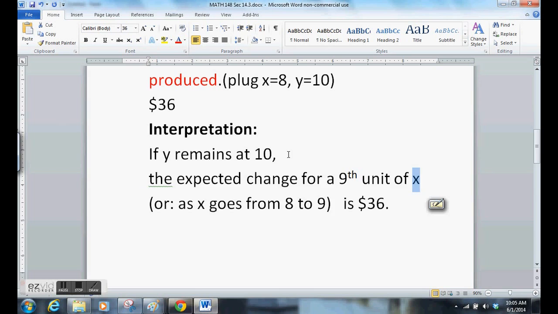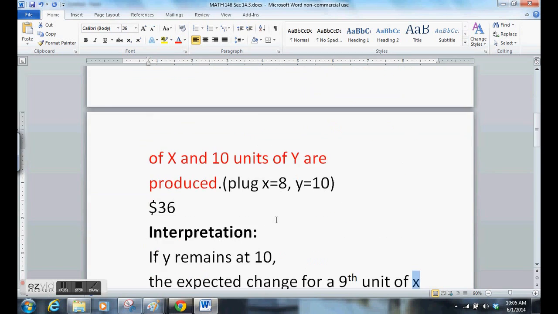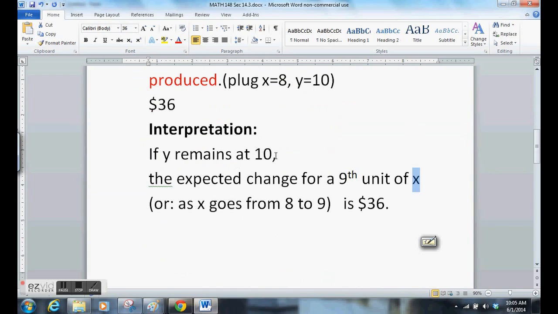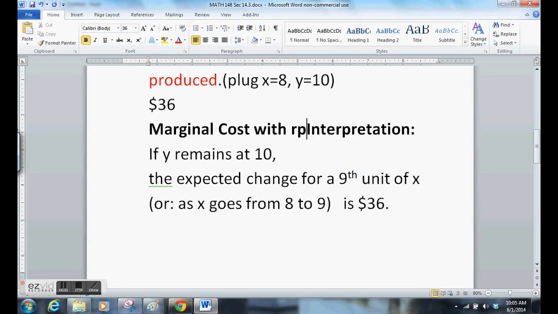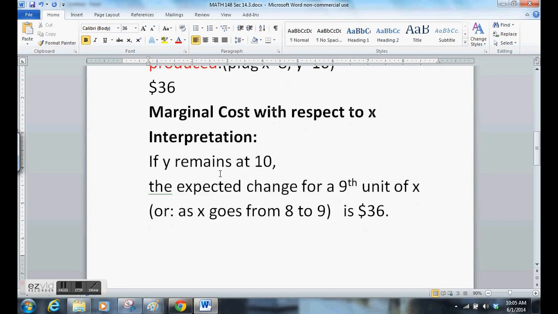So if y remains at 10, because remember we were looking at 10 units of y, if y remains at 10, the expected change for the 9th unit, right, as x goes from 8 to 9, is $36. So this is a variation on the marginal cost interpretation with respect to x. Okay, so let's look at part B.